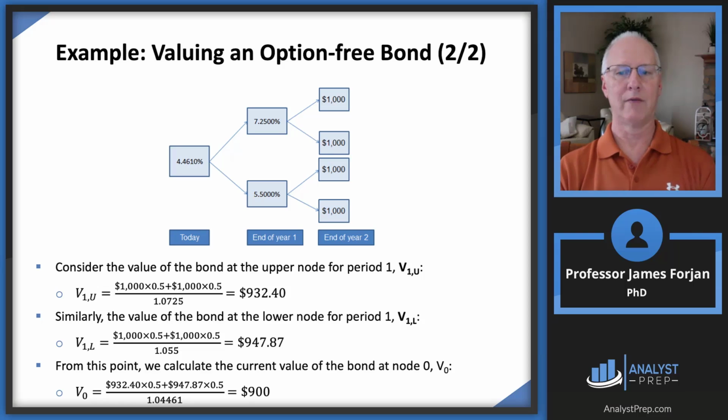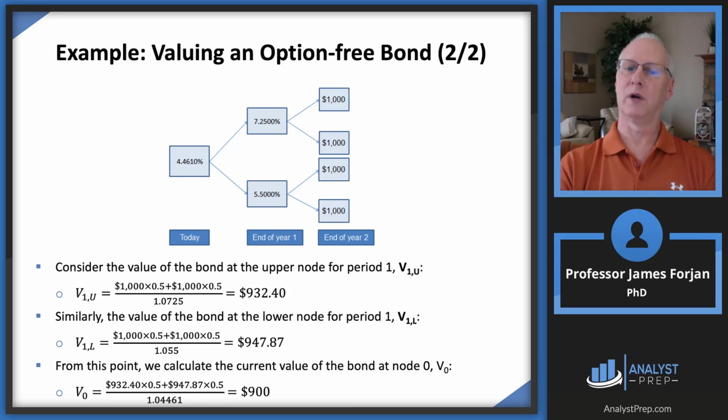So notice what I have in the first circle point. There's our first math in this slide. We have a 50% chance of getting 1,000 and a 50% chance of getting 1,000 because they have equal probabilities. And we're going to discount that back at 1 plus that forward rate of 1.0725. So look at that 932.40, the result of that simple math. Just imagine placing that right above the 7.25% inside of that box.